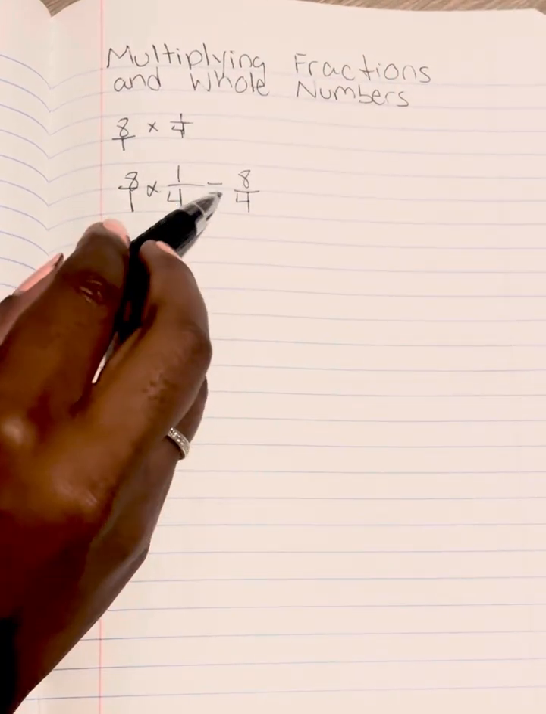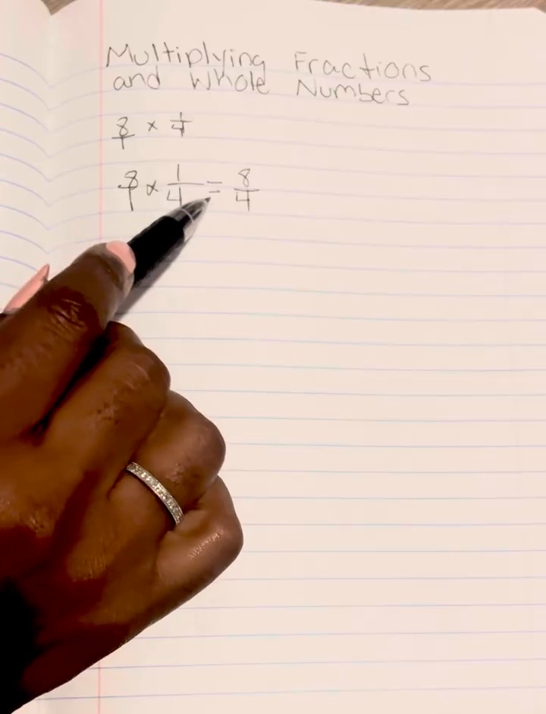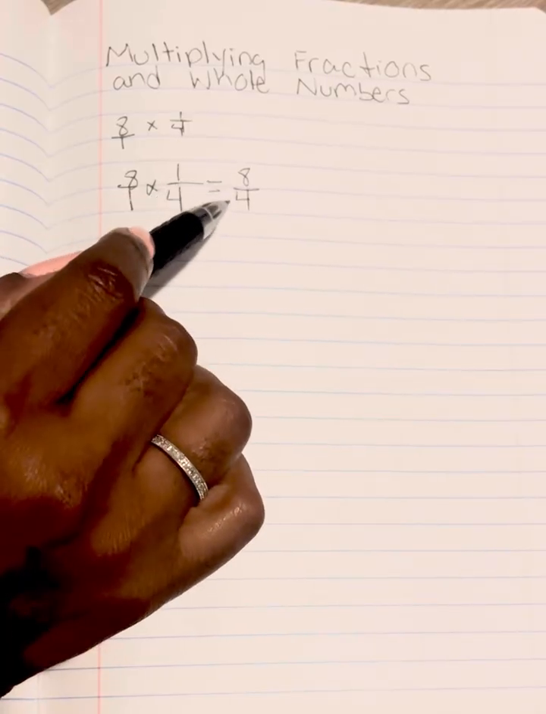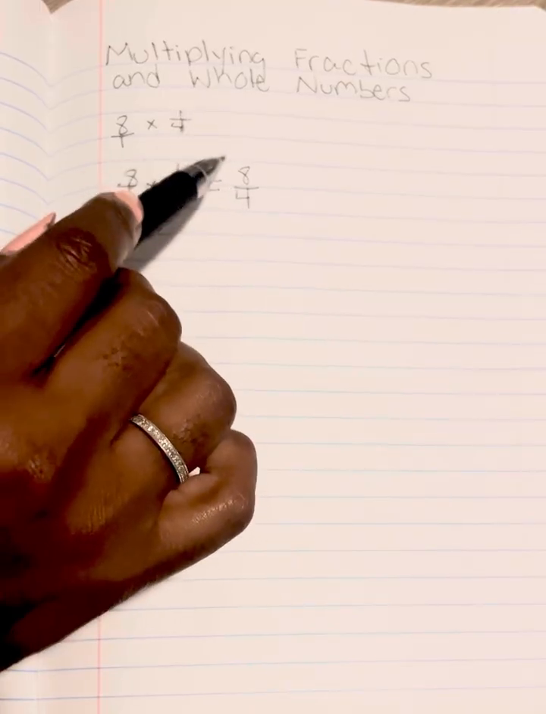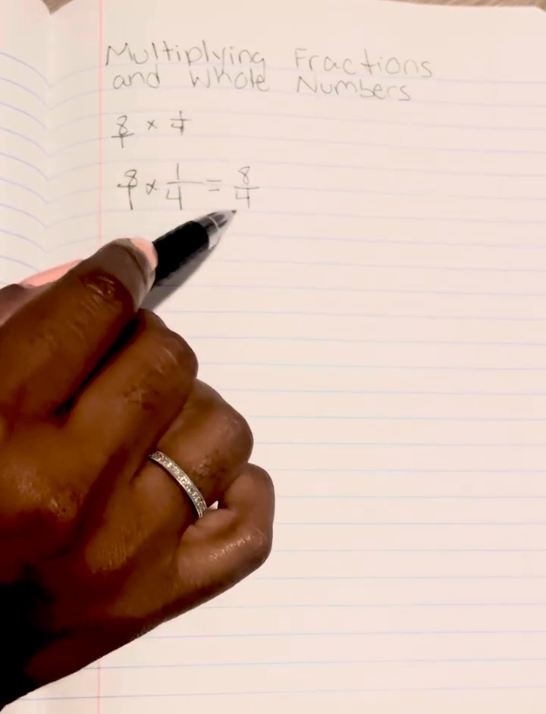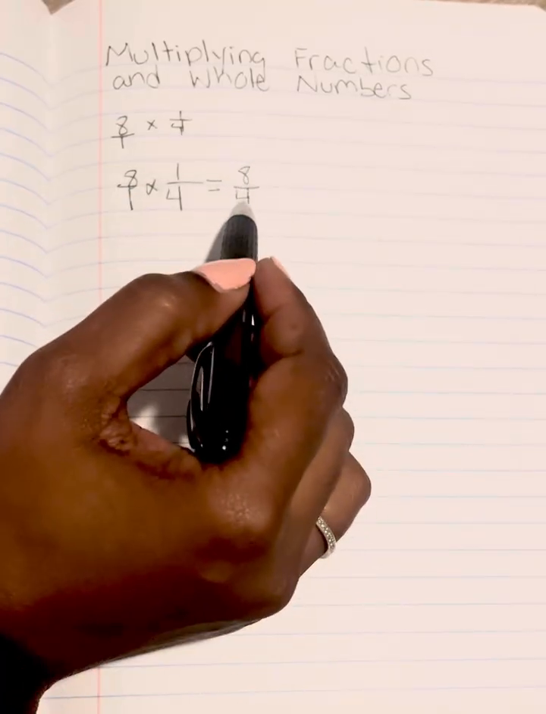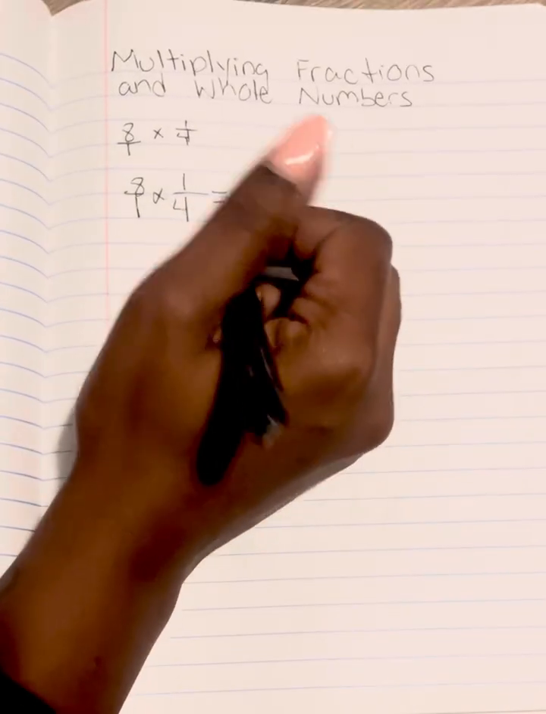But there's a problem with this. This would not be an acceptable answer because this is an improper fraction. An improper fraction is a fraction where your numerator is larger than your denominator. So to change an improper fraction to a proper fraction, I would divide my numerator by my denominator. Let's go ahead and set that division problem up.